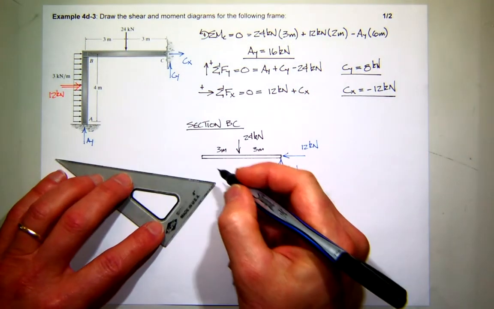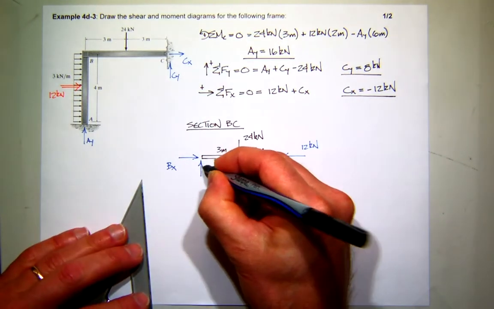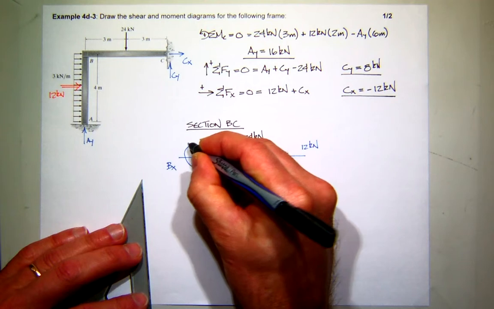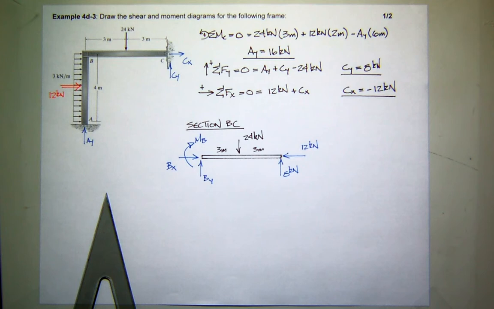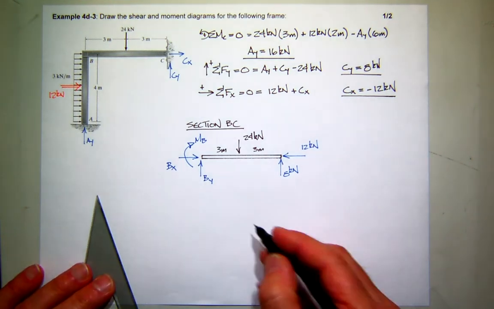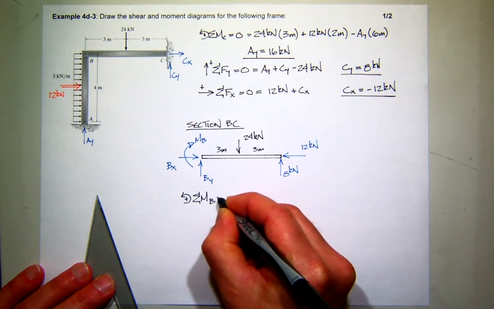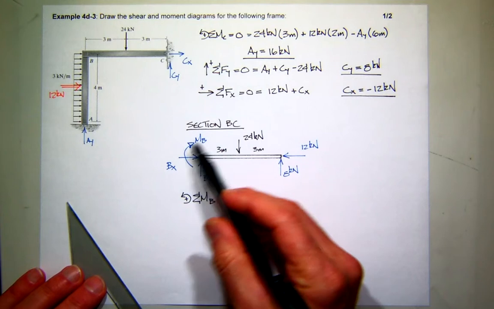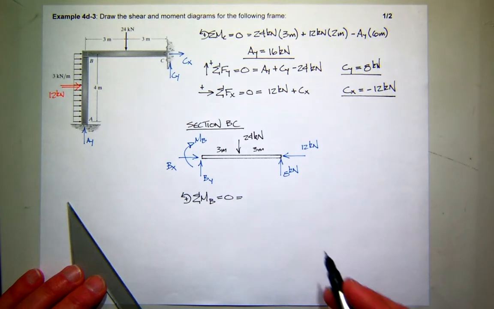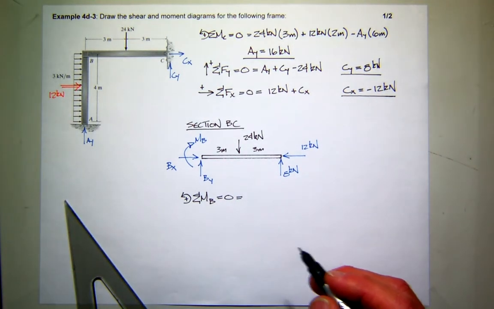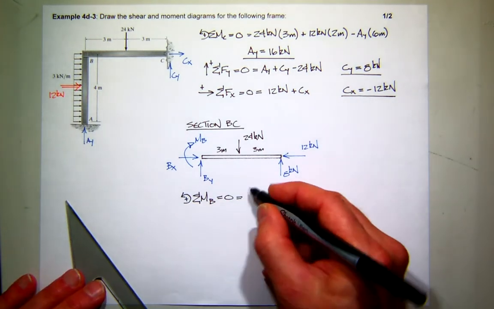And then at B, I will assume BX, BY, and a moment at B. Three unknowns, I can write three equilibrium equations. So starting with that, I'm going to first sum moments about B. Make sure they're in equilibrium. Remember, this is always a good place to start because you don't have to worry about BX or BY. You'll just get the moment in terms of the other unknowns. So the way I've drawn B, this is a positive bending moment, but when I do my statics, I'm using right-hand rule, so that comes out to be negative.